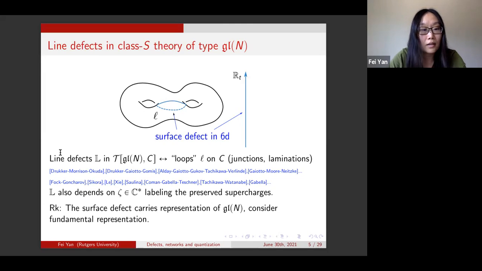So geometrically, line defects L in class S theories correspond to loops, little l, on the Riemann surface C. Moreover, this line defect also depends on a C-star parameter zeta, which will also appear in the Hitchin system side, which I will get to soon. It physically labels the preserved supercharges, and equivalently comes from the choice of preserved supercharges of the surface defect in 6D. As another remark, the surface defect in 6D carries a representation of GL_N, but today I will only consider the fundamental representation.